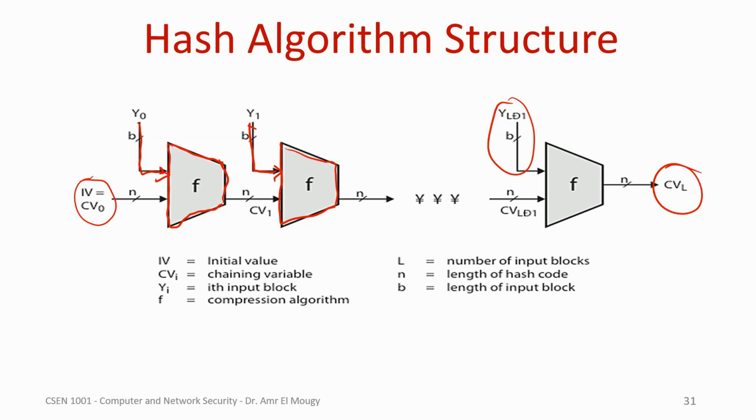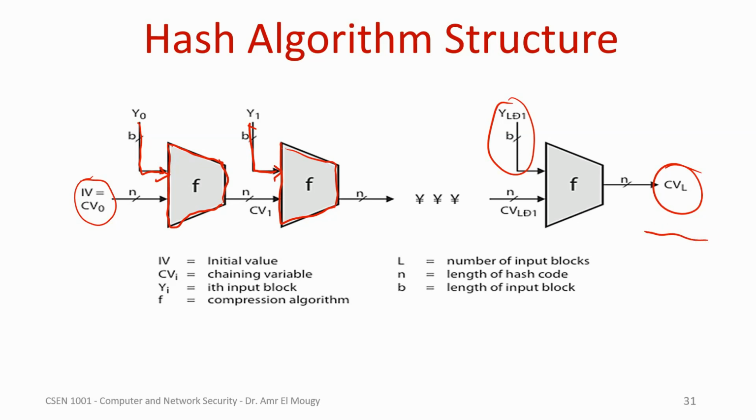And the output of every stage is always a fixed size block. So this CV is always a fixed size block. You just use the hash function repeatedly until you hash all the message blocks. So if you have a message of a very large size, you divide it into smaller blocks, and you feed each block to a stage in the hash function until you have fed all the blocks to the hash function, and out comes a fixed size.